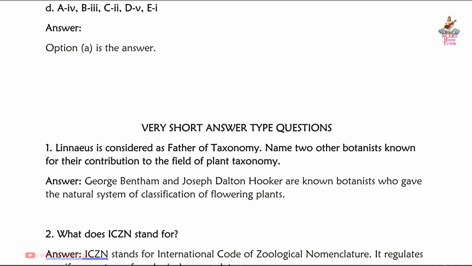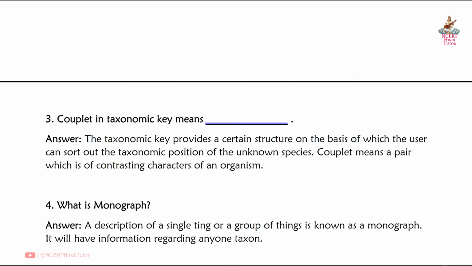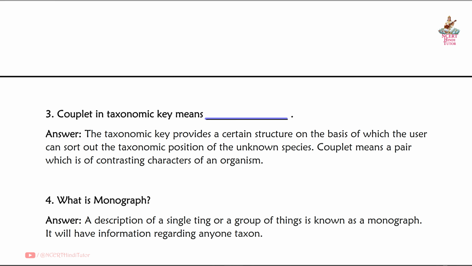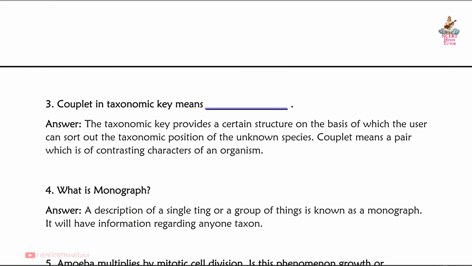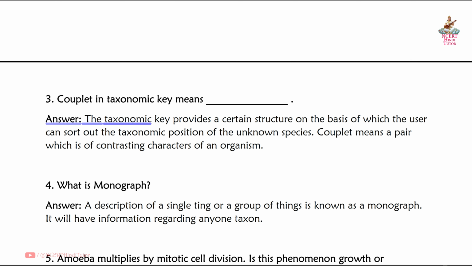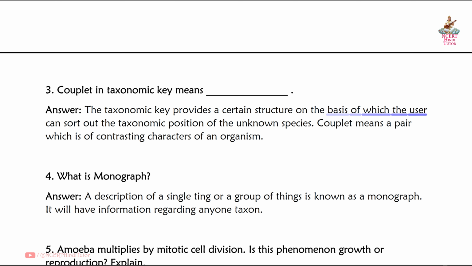3. Couplet in taxonomic key means blank. Answer: The taxonomic key provides a certain structure on the basis of which the user can sort out the taxonomic position of the unknown species. Couplet means a pair of contrasting characters of an organism.